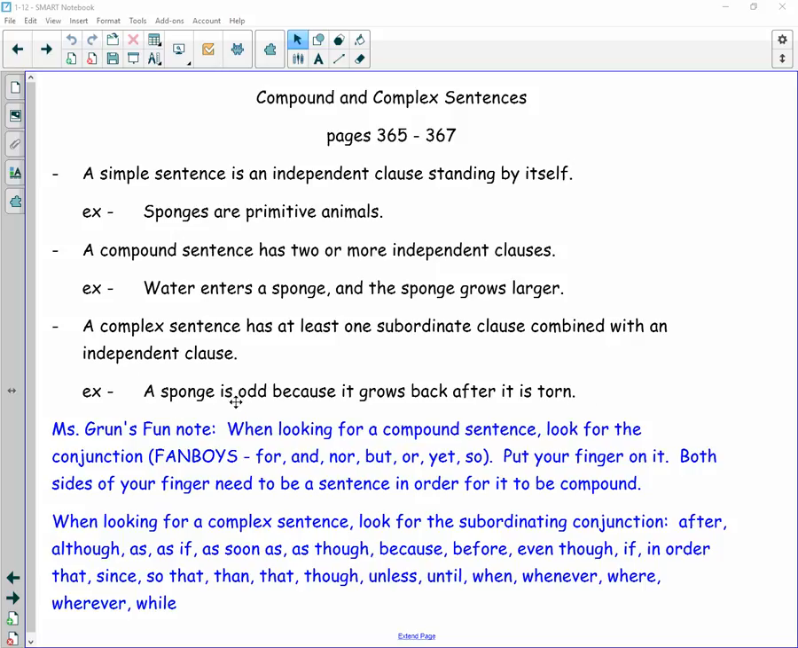My fun note is, when looking for a compound sentence, look at the conjunction, FANBOYS: for, and, nor, but, or, yet, so, and put your finger on it. Both sides of your finger need to be a sentence in order for it to be compound. When looking for a complex sentence, look for the subordinating conjunction: after, although, as if, as soon as, though, because, before, even though, if, in order that, since, so that, than, that, though, unless, until, when, whenever, where, wherever, while.